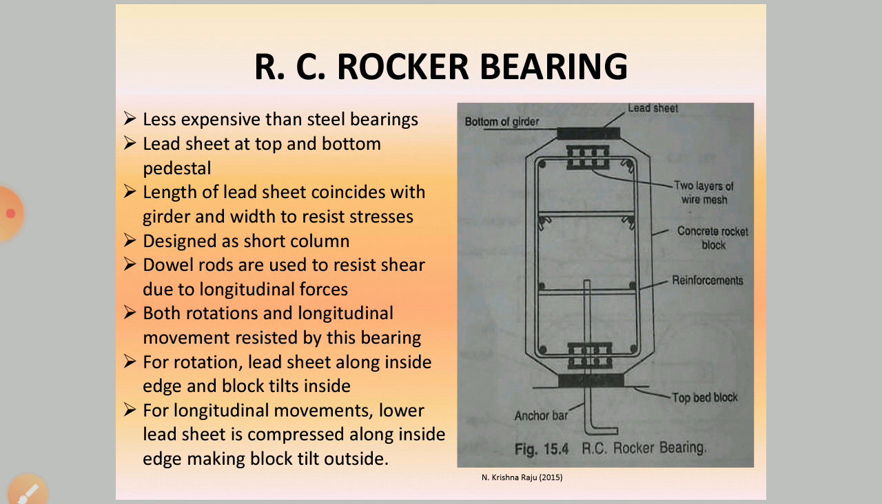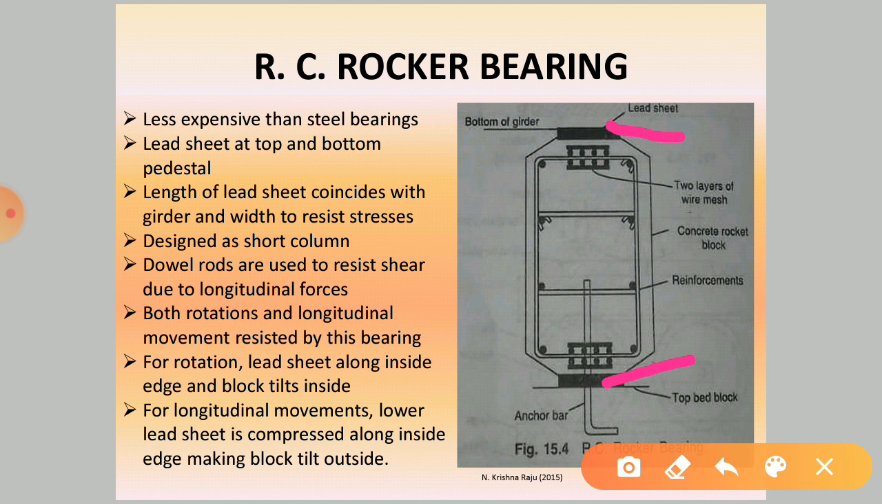Next one, the RC rocker bearing. This is also an expansion type of bearing. These bearings are less expensive than the steel bearings which we have seen in the previous slide. There is a lead sheet as shown in the figure at the top and at the bottom of the pedestal. Why is it called a pedestal? Because it acts as a short column and is designed as a short column. Always remember, a short column is called a pedestal.